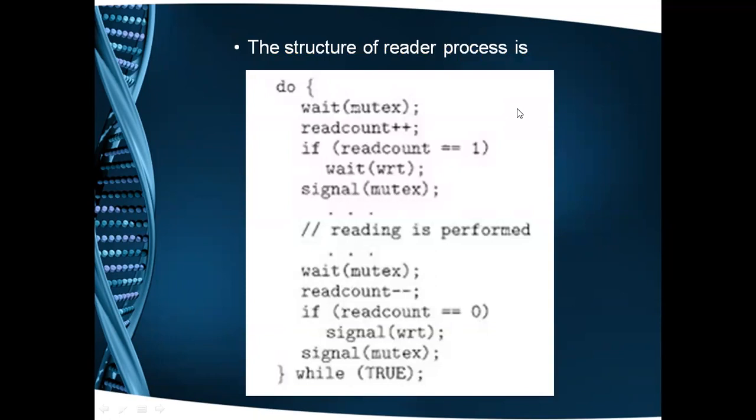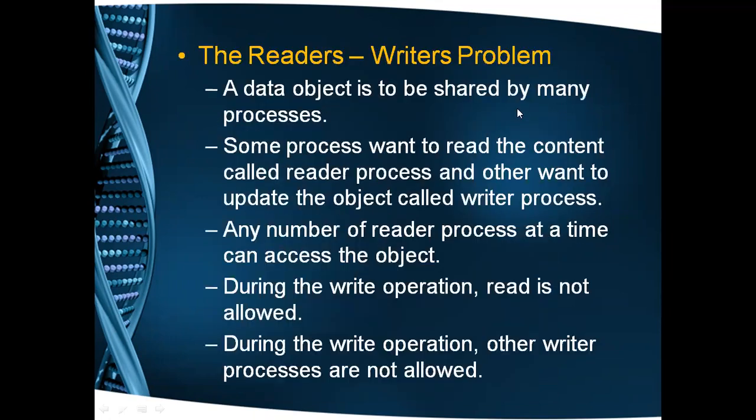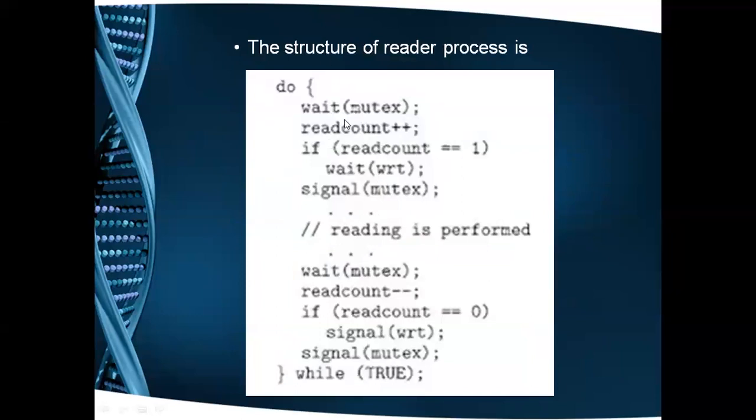And then the next code is the reader process code. Here we are going to satisfy the first 2 conditions: multiple reader processes can be allowed, and during read, write is not allowed, or during write, read is not allowed. We will check that. So this is the structure of the reader process.